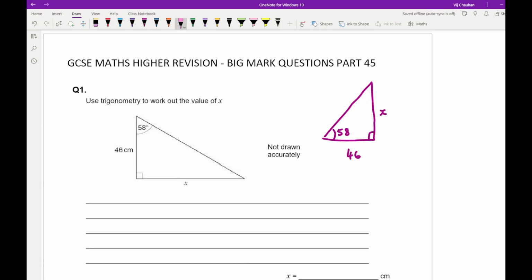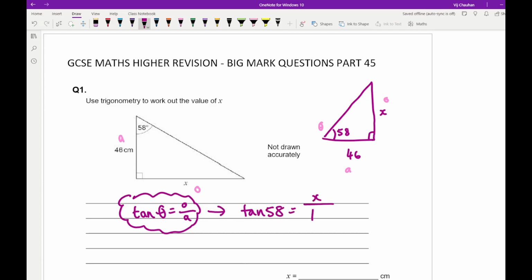Now when it comes to labelling, we need to make sure we label the sides correctly. So x is going to be our opposite, the 46 is going to be our adjacent. And again, depending on whether you've chosen to redraw the triangle, it's entirely up to you. Now in terms of working out the trig ratio that uses opposite and adjacent, we're going to be using tan. So the formula is tan theta equals opposite over adjacent. And again, always good practice to write down the trig ratio that you're using, just so that when you then go on to substitute the values in, you can see exactly what it is you need to do.